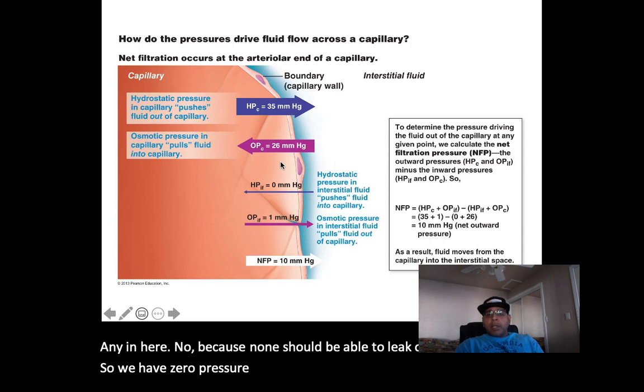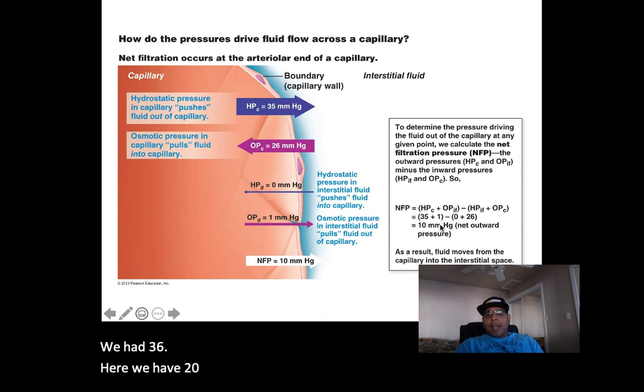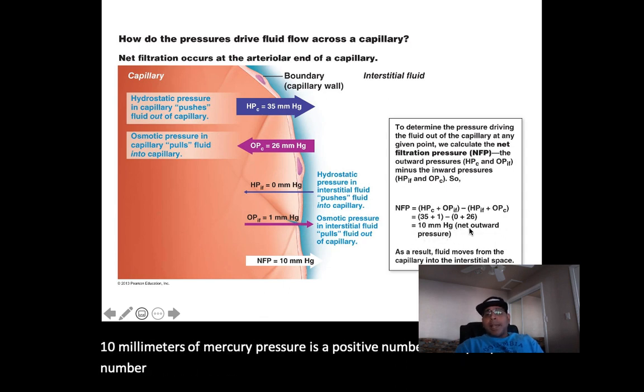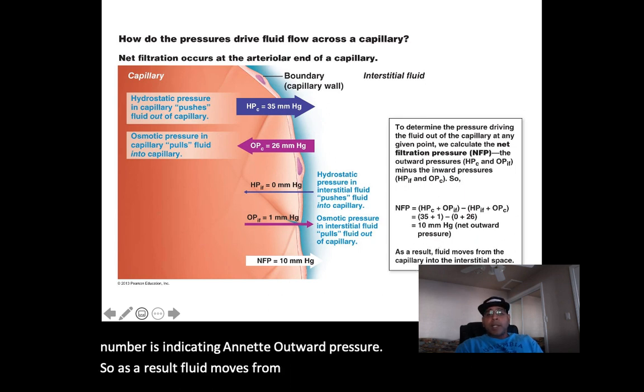So now you could see we had 36. Here we have 26. So we subtract the two. We have a net filtration pressure of 10 millimeters of mercury. It's a positive number. I told you a positive number indicates a net outward pressure. So as a result, fluid moves from the capillary into the interstitial space.